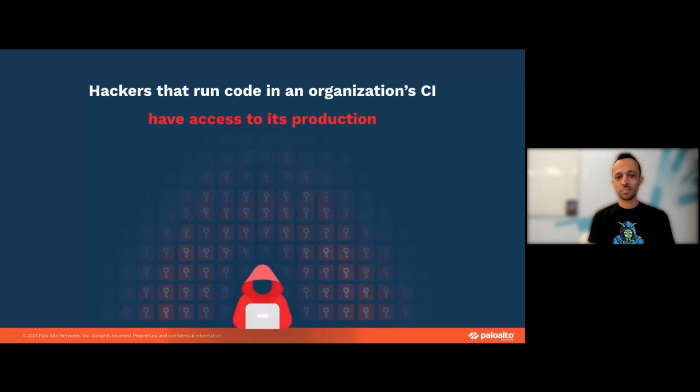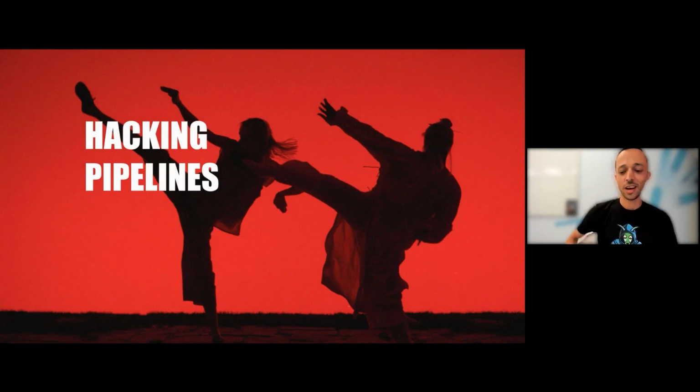So hackers that are able to run malicious code inside an organization's CI are also able to do the same things that those CI/CD systems and environments can do, and that is get to production environments. So let's start seeing how attackers can abuse your pipelines to reach their goals, to reach production.